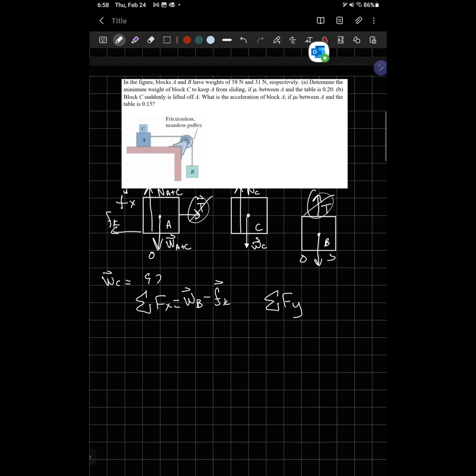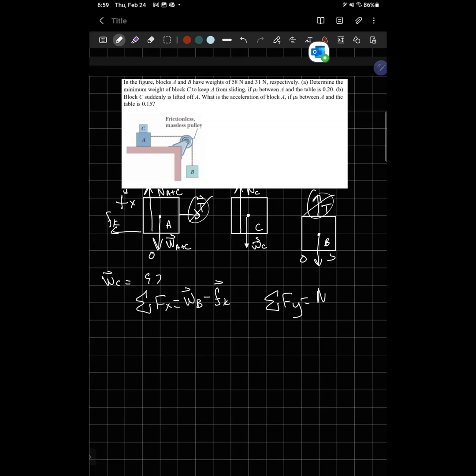And then Y is going to look like, what am I looking for again? Block C suddenly is lifted off of A. What is the acceleration of block A?